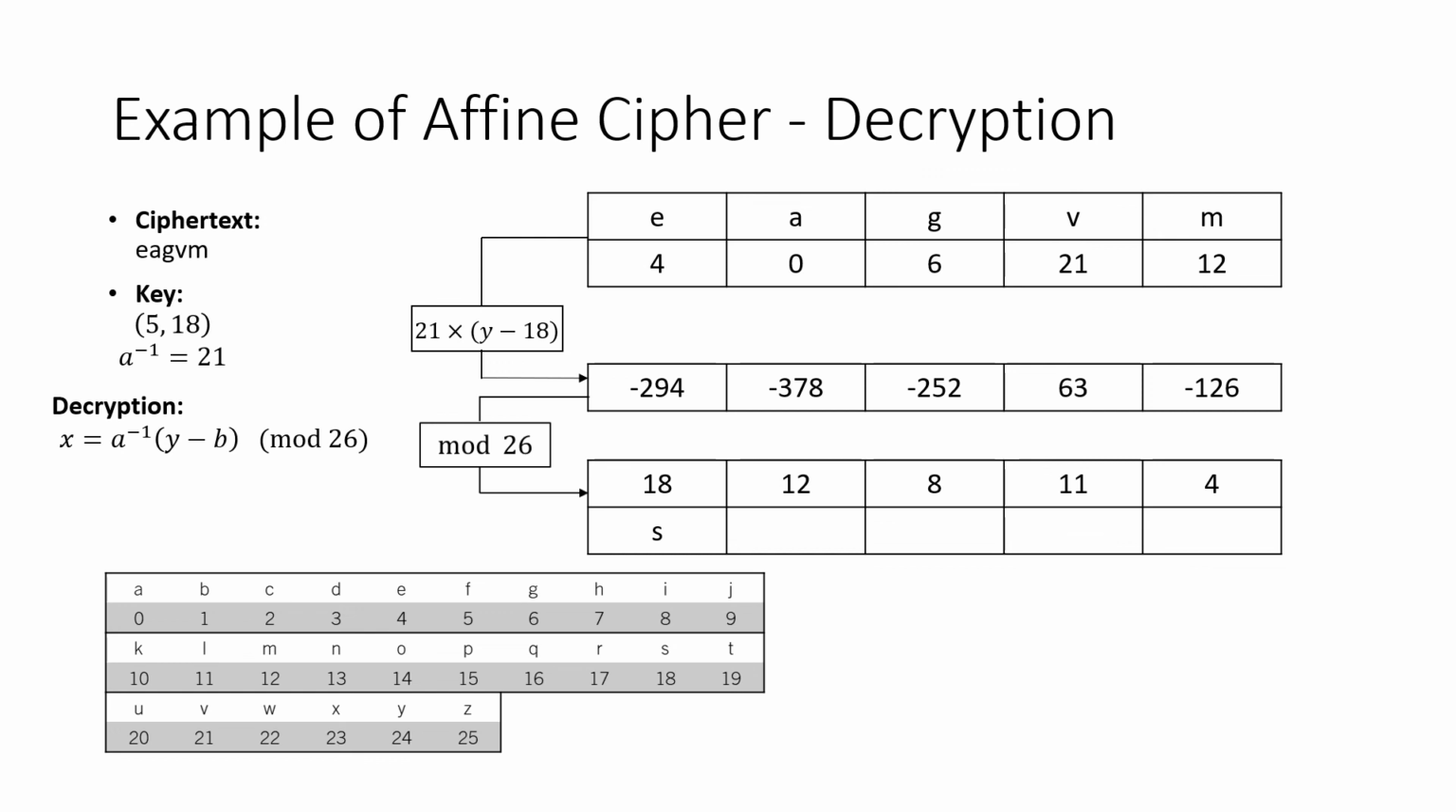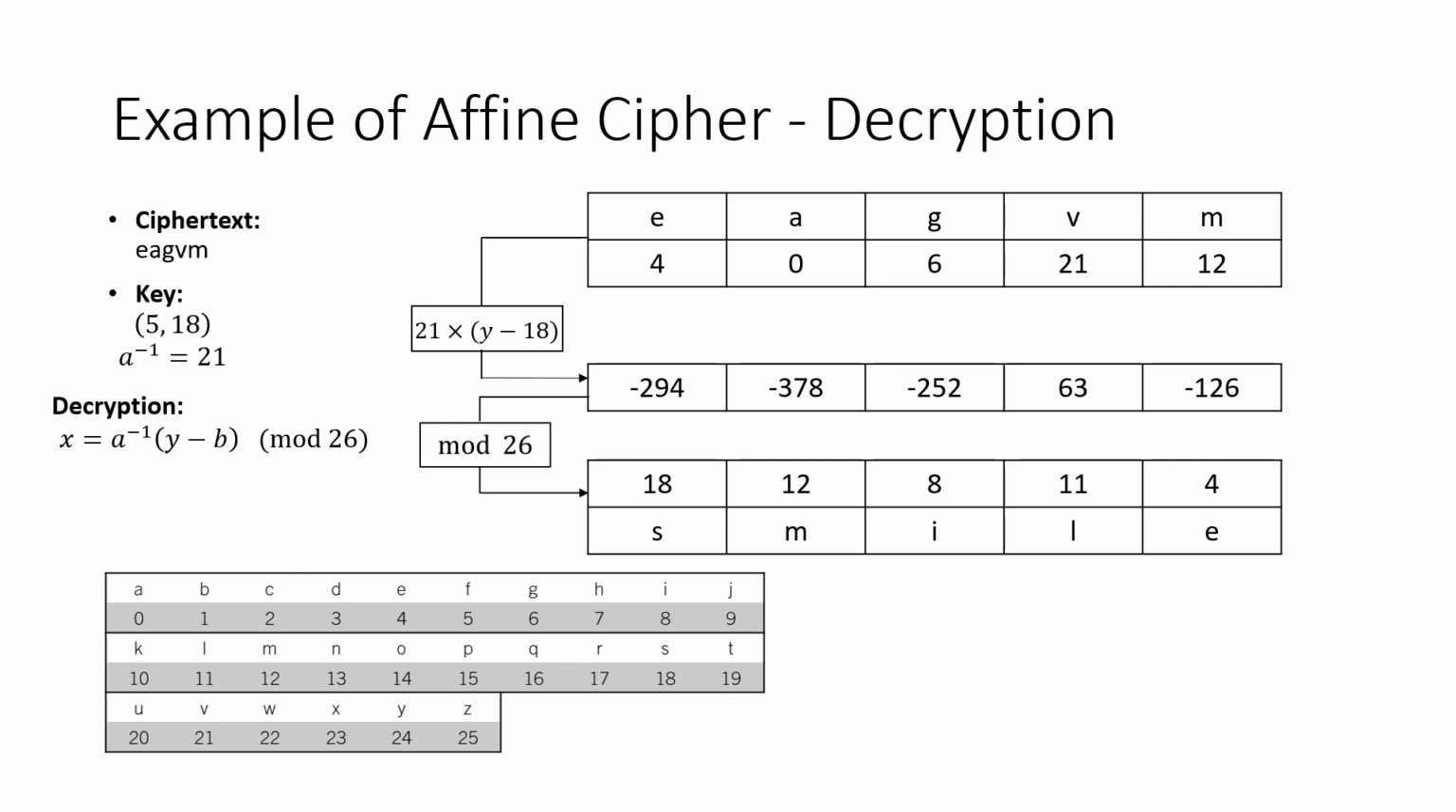Now that we have the representation of these values in mod 26, we just have to read off the values that they correspond to in the English alphabet from the table that we have on the bottom of the slide. So number 18 corresponds to letter S in this case. And we do the same process for the remaining numbers in our table, reading off their values from the table at the bottom of the slide. So for example, number 12 corresponds to letter M, 8 corresponds to letter I, and so on.